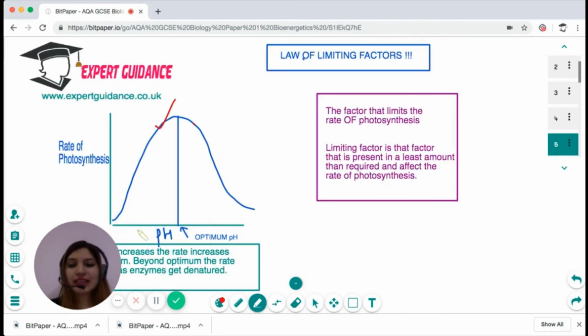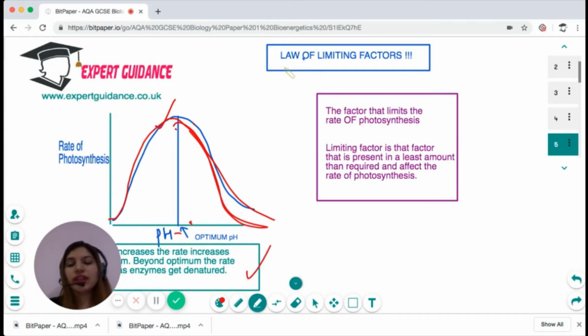Okay. Whereas in pH, we get a little bell-shaped curve, and it works the same way. The rate increases up to the optimum, and then it drops. Why? Because of the same thing: the high pH changes the shape of the enzymes, which makes them non-functional.